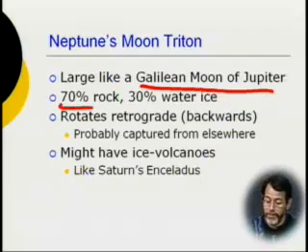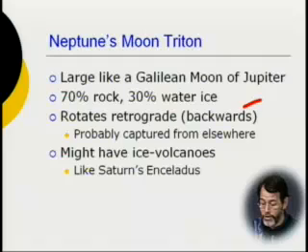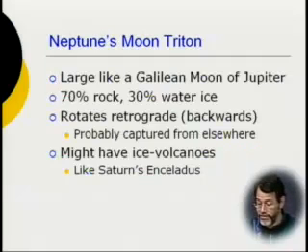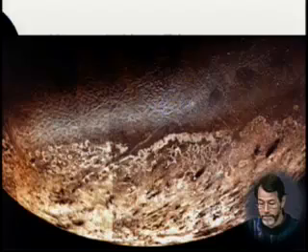Triton is thought to be 70% rock and 30% water ice. It's unusual in that it orbits backwards, so current thinking is that it was probably captured from elsewhere. So it didn't form near Neptune. It came near Neptune and was captured. It might have giant ice volcanoes, and it might have similarities to Saturn's Enceladus, but we don't know. And I don't think there's a spacecraft that's going to go close enough to really solve that. I don't remember for sure, but I don't think the New Horizons spacecraft that's going out to Pluto is going to be going near Neptune, but I can check on that.